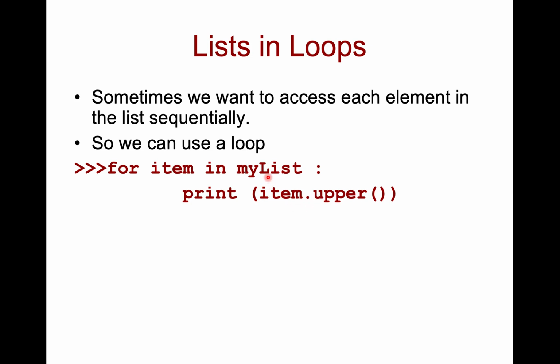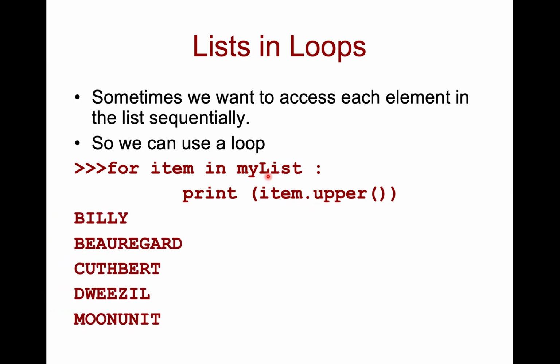Then it will grab the next thing from mylist, store it in item, and then execute the body of the loop, in other words, printing the item in uppercase form. The second thing in the list is Beauregard, so that's why we see Beauregard there. Then it grabs the next thing in the list, stores it in item, and then prints it in uppercase form, which is Cuthbert, etc., etc.